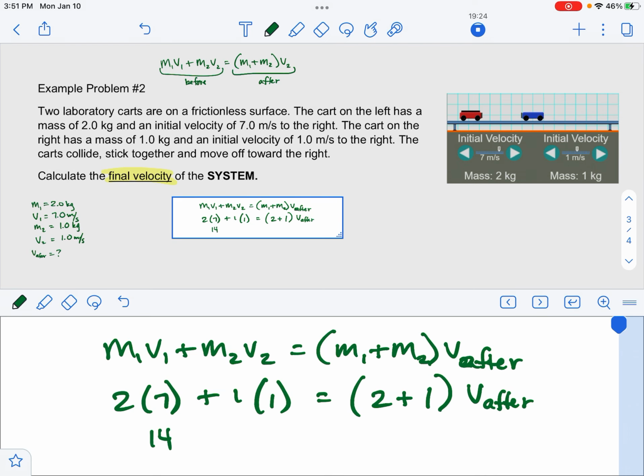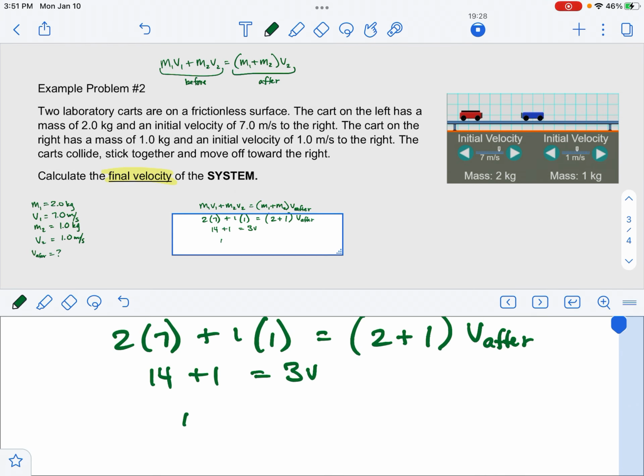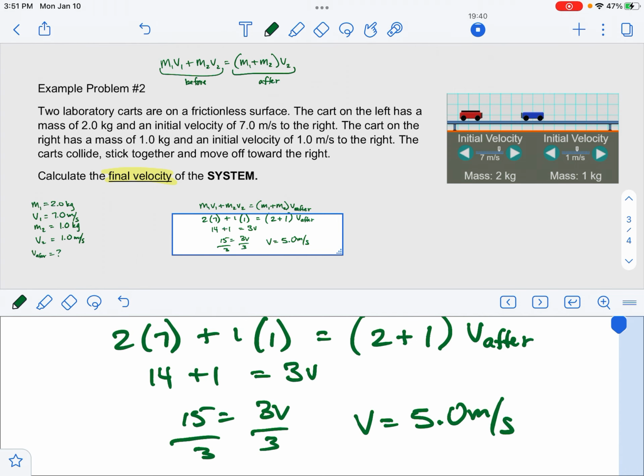Okay, so let's do some math here. 14 plus 1 equals 3V. I got 15 equals 3V. Divide both sides by 3. And V is equal to 5 meters per second.